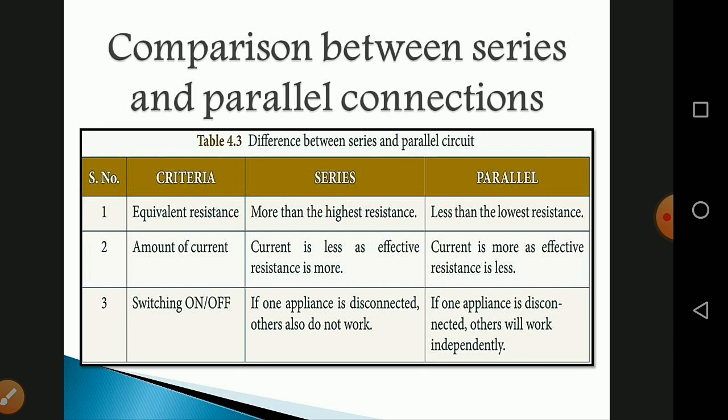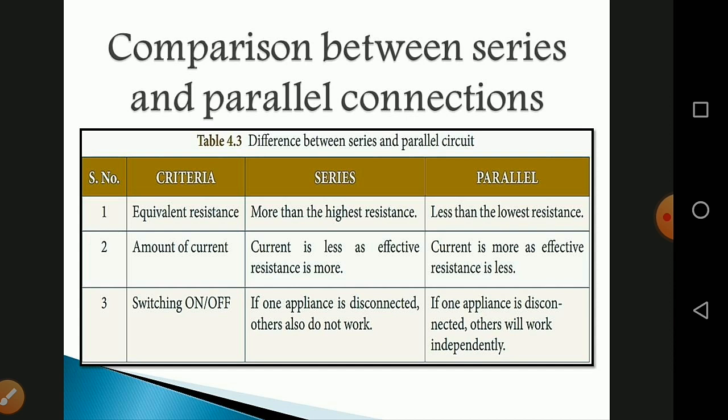First one, equivalent resistance. They can have different equivalent resistance. In a series connection it is more than the highest resistance, and in a parallel connection it is less than the lowest resistance. The amount of current that can pass in a series connection is less and the effective resistance is more. So the series connection has less current and more effective resistance, and in the parallel connection the current is more and the effective resistance is low.